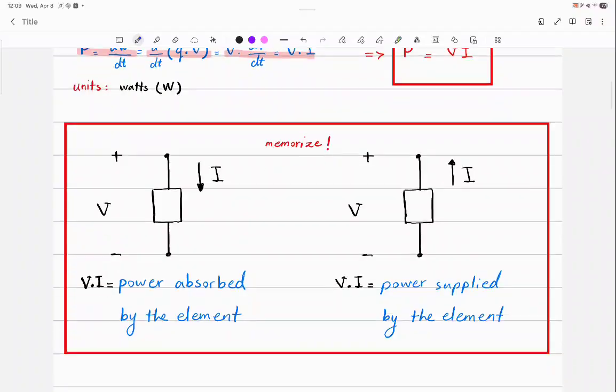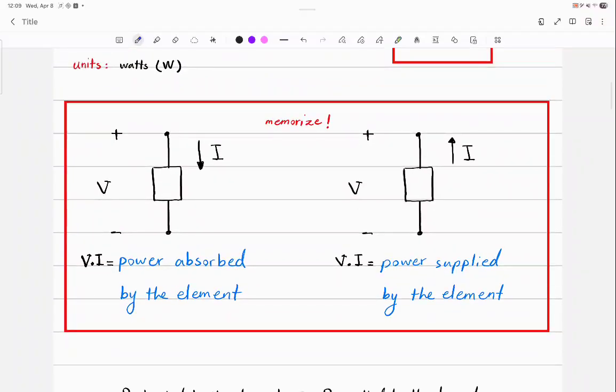One thing that is very important is that a specific type of power may be asked, you may be asked to find. For example, you may be asked to find the supplied or the absorbed power. Now, if the current enters the positive terminal, I enters from the positive terminal of V. Then if you multiply I and V, it will give you the absorbed power. The opposite, it will give you the supply power. If the current enters from the negative terminal, it will give you the supply power.